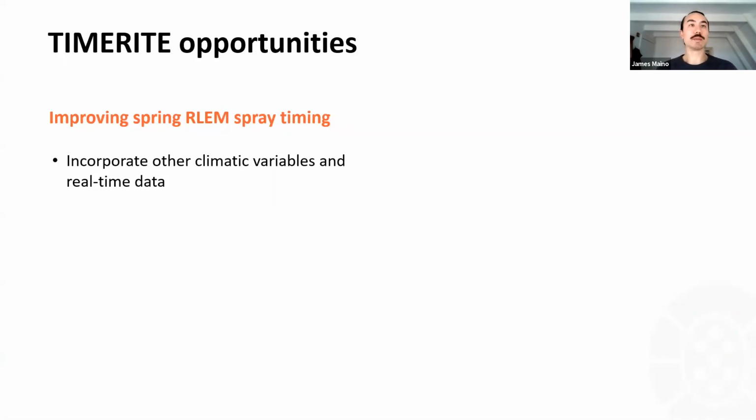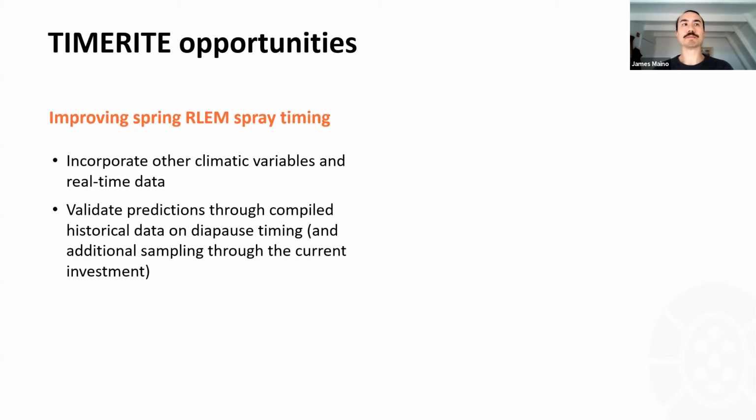As I mentioned, we're going to be incorporating other climatic variables to increase that precision, but also real-time climate data, so using data that is relevant for the current growing season and not just the long-term averages that are used in the previous TIMERITE model. And of course, we want to validate all of these new predictions through not only the historical data that exists, which will be compiled through the current project, but also through additional sampling that's going to be occurring through the current investment.